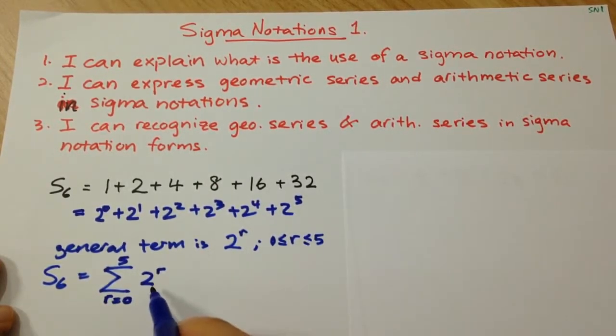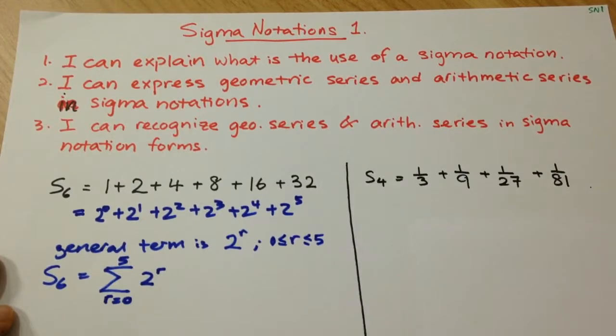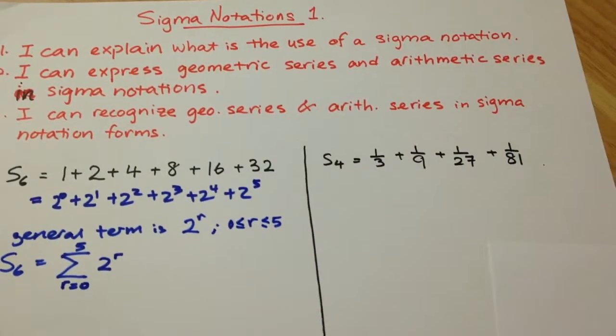So every time you see this, it means that you start with r equal to 0, so put in 2 to the power of 0, next 2 to the power of 1, 2 to the power of 2, 2 to the power of 3, 2 to the power of 4, and 2 to the power of 5. That's the end. And sigma here means sum. Summation here is adding.